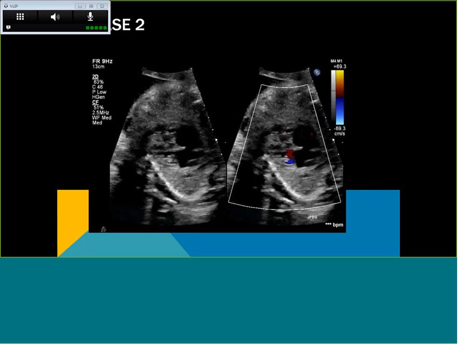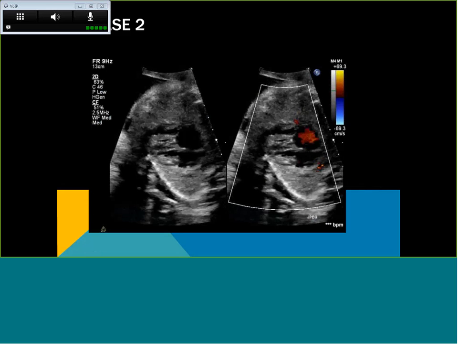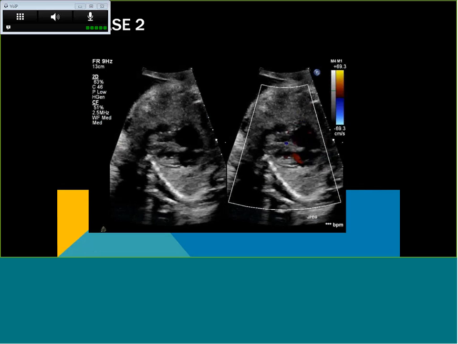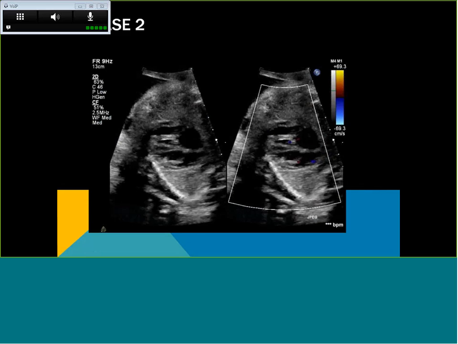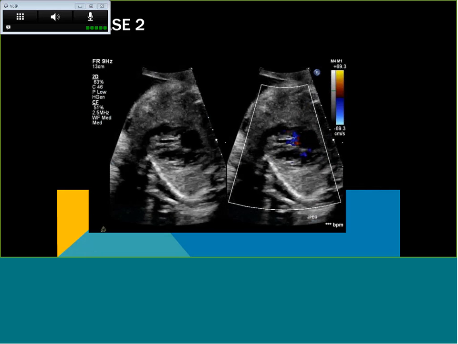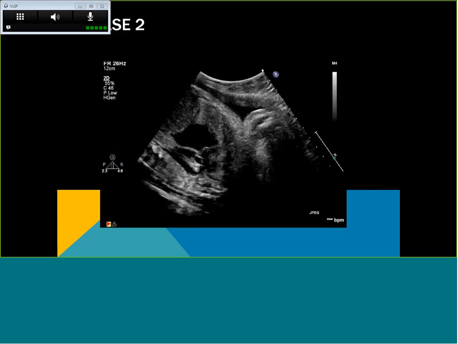Because the left ventricle is relying on that flow across the foramen ovale, the left ventricle becomes underfilled and there's less flow going antegrade across it, so we see retrograde flow in the aortic arch.